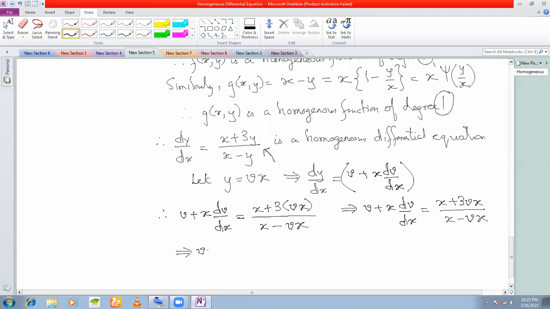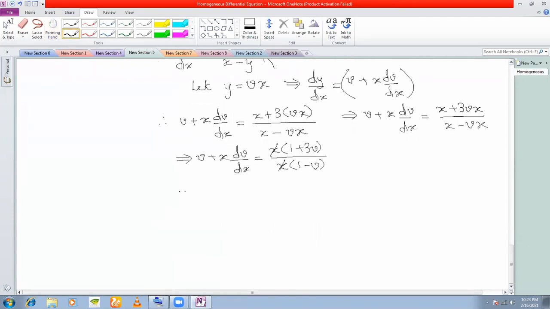That means v plus x dv/dx is equal to, now if you take x common from the numerator and denominator, you get 1 plus 3v, and here you get x into 1 minus v, so that x and x will cancel, right? So you are left with v plus x dv/dx is equal to 1 plus 3v by 1 minus v. Now can you separate the variables? The variables x and v can be separated. You can take v with dv and you can take x with dx, right?